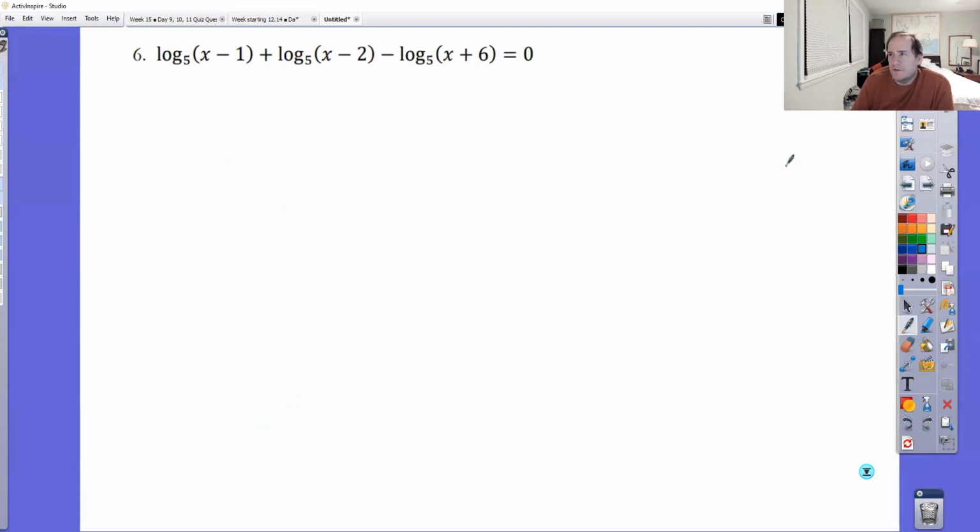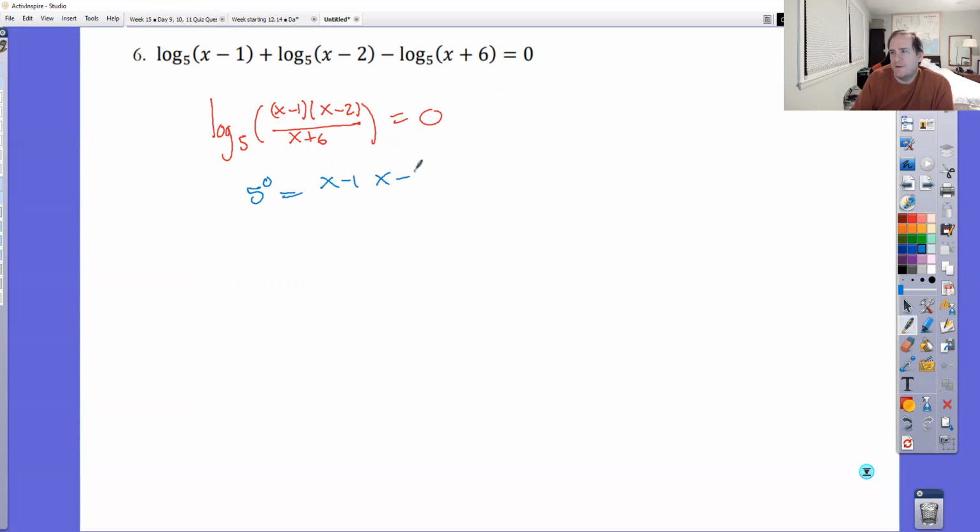Another one of these. All right, again, you've got your choices. If you want to just tackle it the way it's written, then you'll combine all these into a log base 5, where you've got an x minus 1 in your numerator, an x minus 2 in your numerator, but then this is minus, so you'll get an x plus 6 in your denominator, and then the whole thing equals 0. Okay, so from here you can still convert to exponential notation. You just go 5 to the 0 and set it equal to this whole mess.